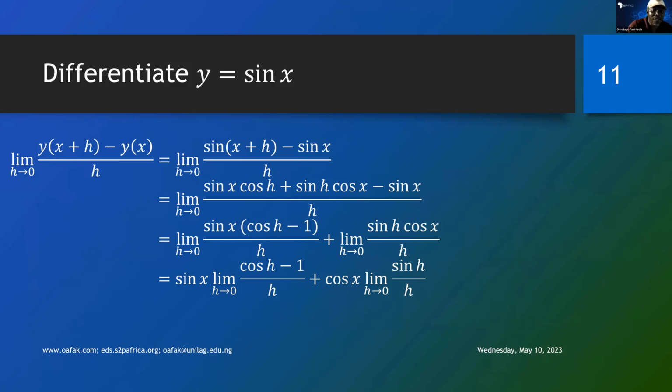Good. No problem. Now, I want to ask, do you remember that cos h minus 1 over h in the limit is 0? Do you remember that too? Cos h minus 1 over h. Where did you remember it from? How do you know? Cos h minus 1 over h, that the limit as h tends to 0 is 0.